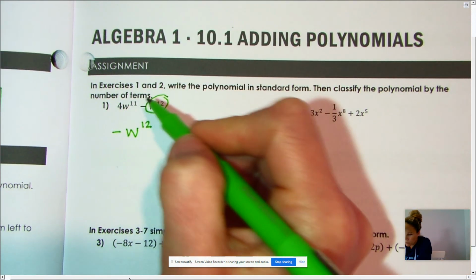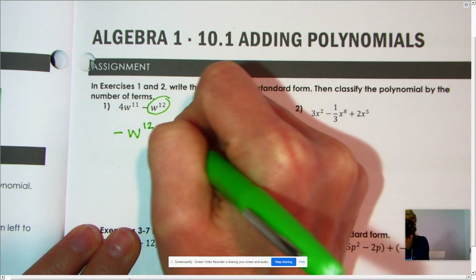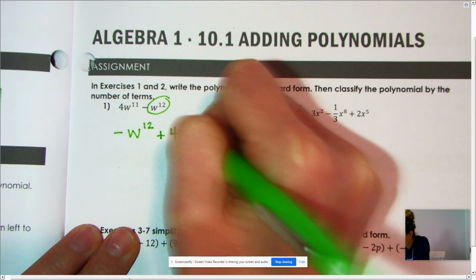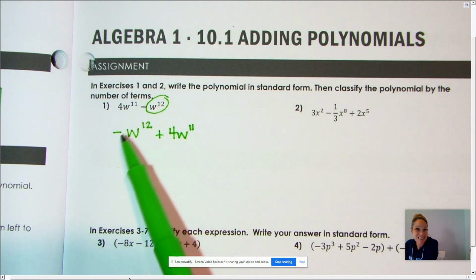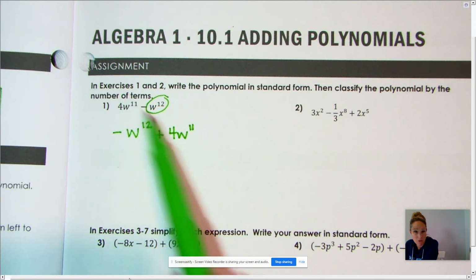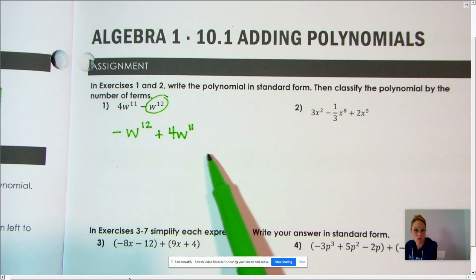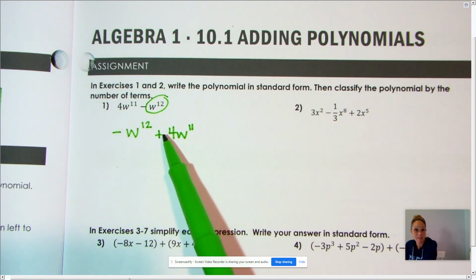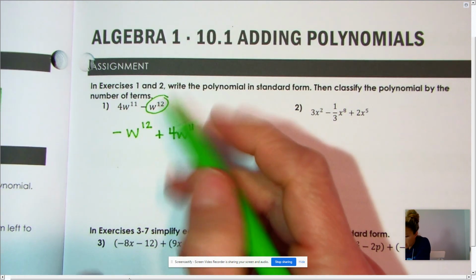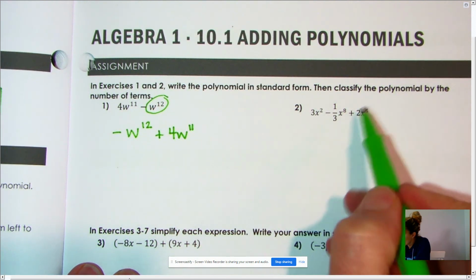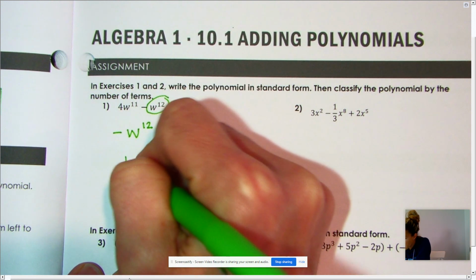And then I say, well, what do I have left over? And I've got that positive 4w to the 11th. So be really careful to make sure that the sign sticks to it and moves with it wherever we put it. Okay, there's no plus right here, but it's a positive 4. So we want to make sure that we put that plus in there to separate the terms. Okay, this is our final answer here. And then we want to classify it by the number of terms. Well, there's 1, 2. So this is a binomial.